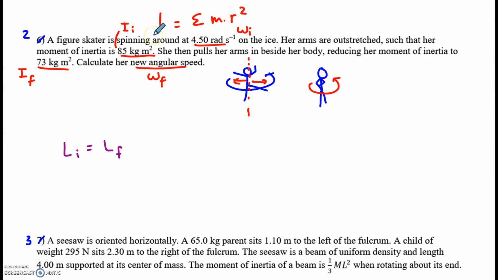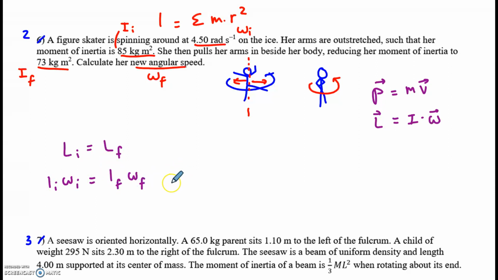Now, linear momentum is mass times velocity. So this is a vector. L is also a vector. That's going to be moment of inertia times angular velocity. So when we do this conservation, we have on the left the initial I times the initial omega, and on the right the final I times the final omega. We know this value, I initial, is 85. We know the initial angular speed, 4.5. This is 73. That's our unknown. So we solve.